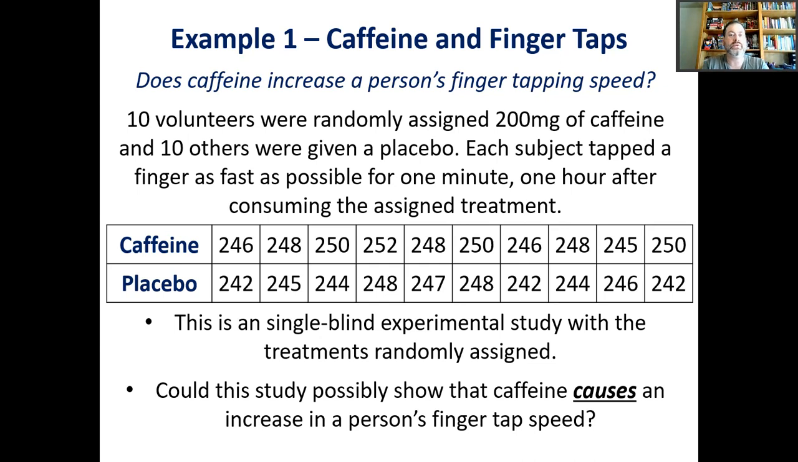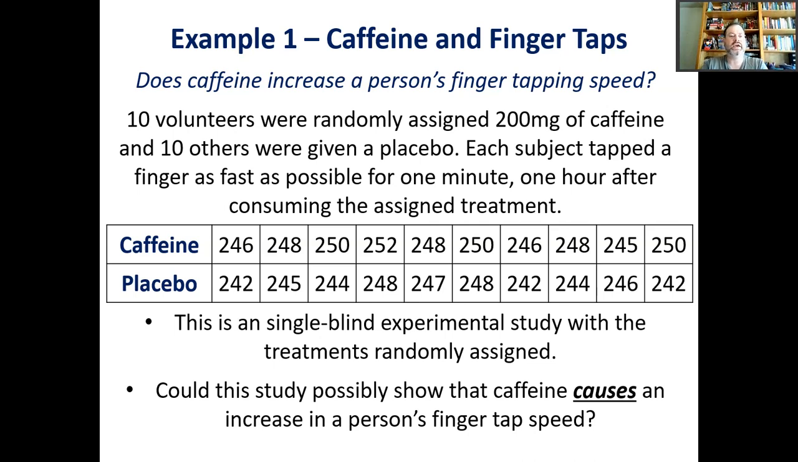So that is a statistical question, right? And we know now how to approach that, right? Take a random sample or a volunteer sample, randomly divide the sample into groups, so create 2 samples out of 1, and then give different treatments to each group. So it turns out that 10 volunteers were randomly assigned 200 milligrams of caffeine. It was a pill, not coffee or anything like that. And 10 others were given an identical pill with no active ingredient. Each subject tapped a finger as fast as possible for 1 minute, 1 hour after consuming the assigned treatment.